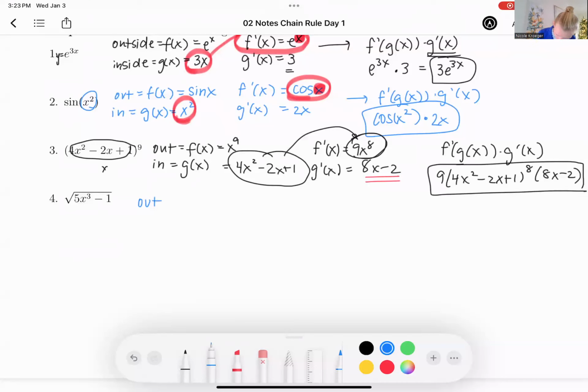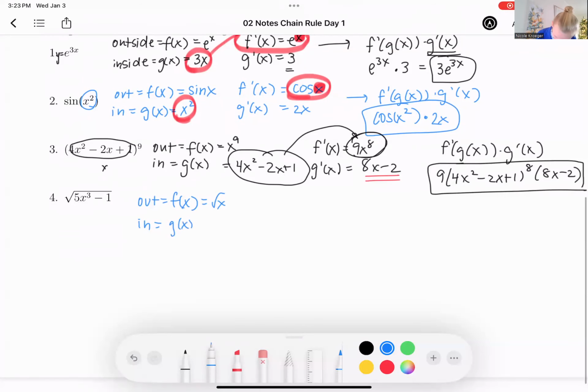So my outside function here is going to be square root of x. Finding the inside is always better to do first, but I'm getting lazy. My inside function is 5x cubed minus 1. The derivative of my outside function, let's rewrite this as x to the 1/2. So my derivative is going to be 1/2 x to the negative 1/2. You can leave it like that. I'm going to go ahead and write this as 1/2 root x just because that looks prettier, but both ways of writing it are perfectly okay. My g prime is 15x squared.